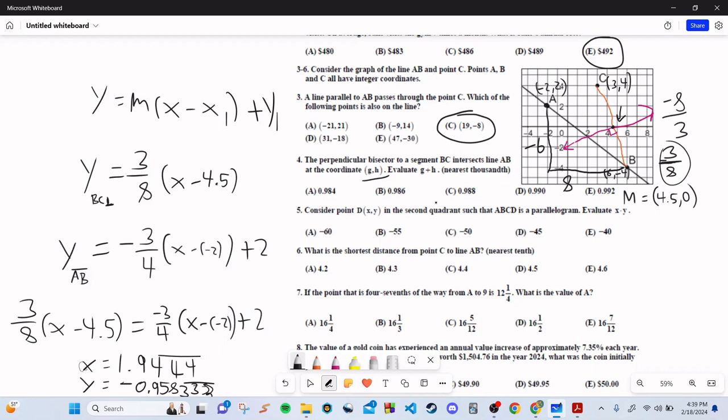Anyways, now that we got their coordinates, we want to add them. So it's 1.94444 plus negative 0.958333 comes out to answer choice B, about 0.986. So that's our answer.